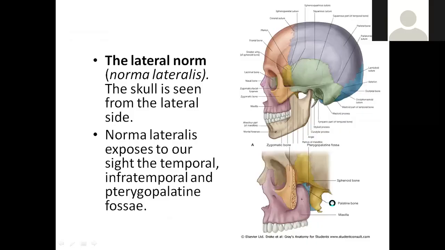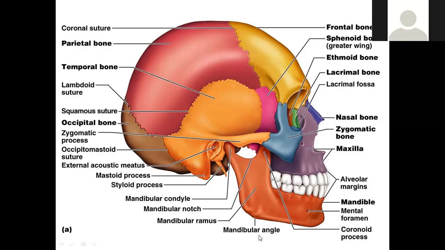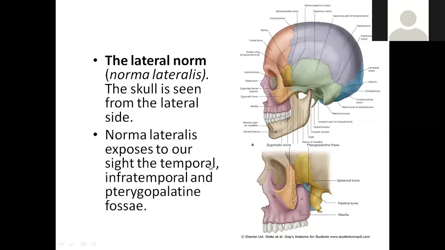Okay. And the mandible bone has a foramen which is called the mental foramen. Mental foramen. So now coming to the lateral view of the skull, which is called norma lateralis, when you view the skull from the lateral aspect.